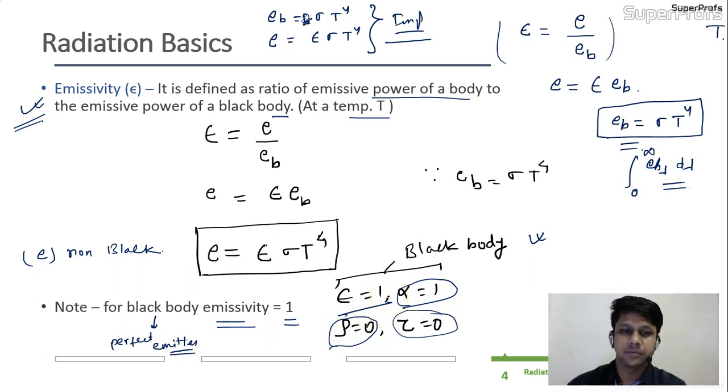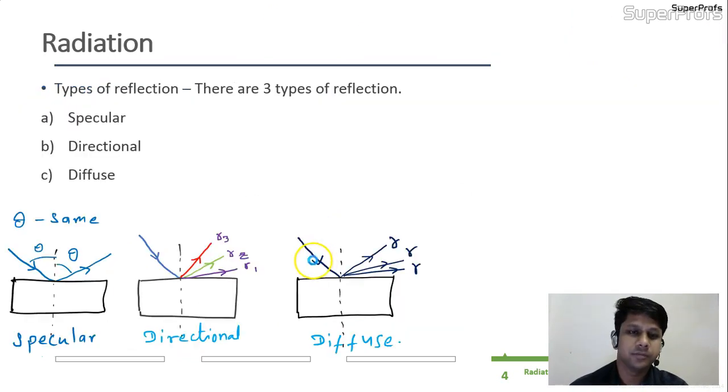Fine. So this is the emissivity. It is the ratio of the emissive power of a body to the emissive power of a black body. And if you are asked to calculate the emissive power of a non-black body, then it will be the product of its emissivity into sigma into T to the power 4. Okay, so let's move forward.